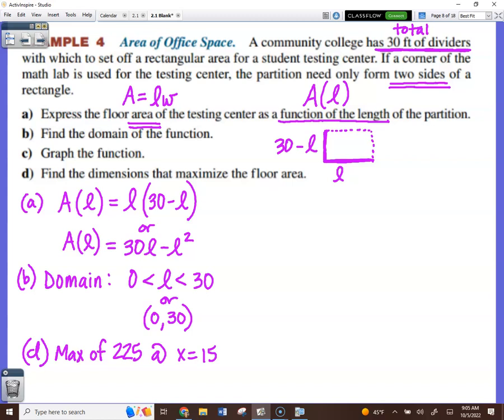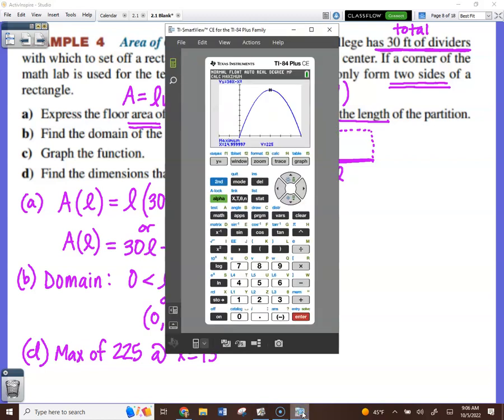Can I go any longer than 15? If I go longer than 15, this is 5, 10, 15. Mine's counting by 5s here. If I go longer than 15 in the length, what is going to subsequently shorten then? The width, because I only have how much to work with? 30. So if I go 16, you might think, ooh, 16 in the length will work. No, because now your width is only going to be 14, and 16 times 14 is going to be less than 225.